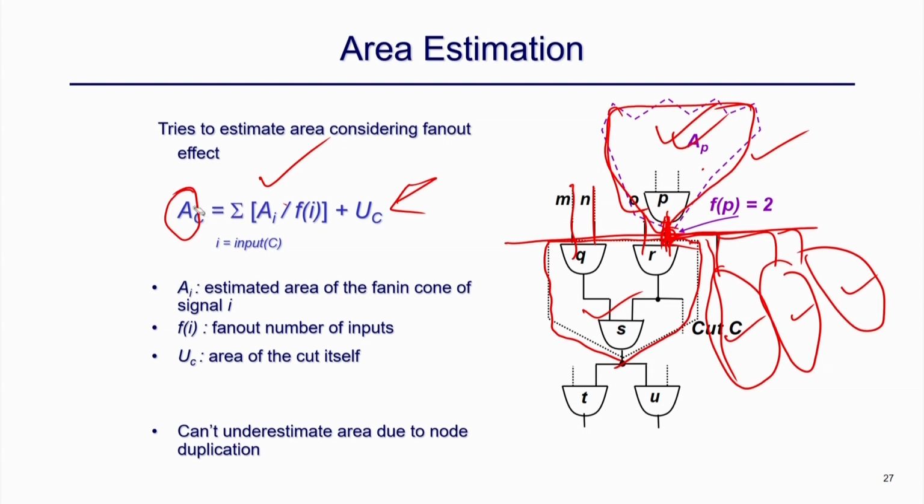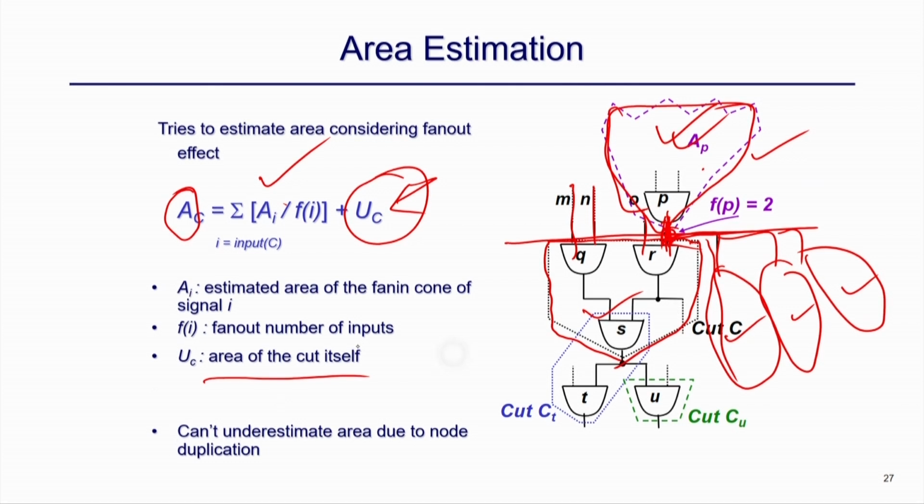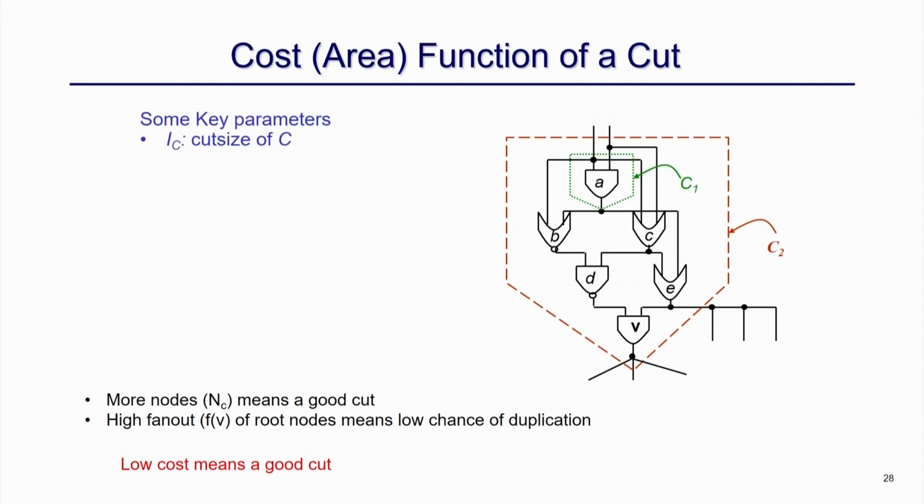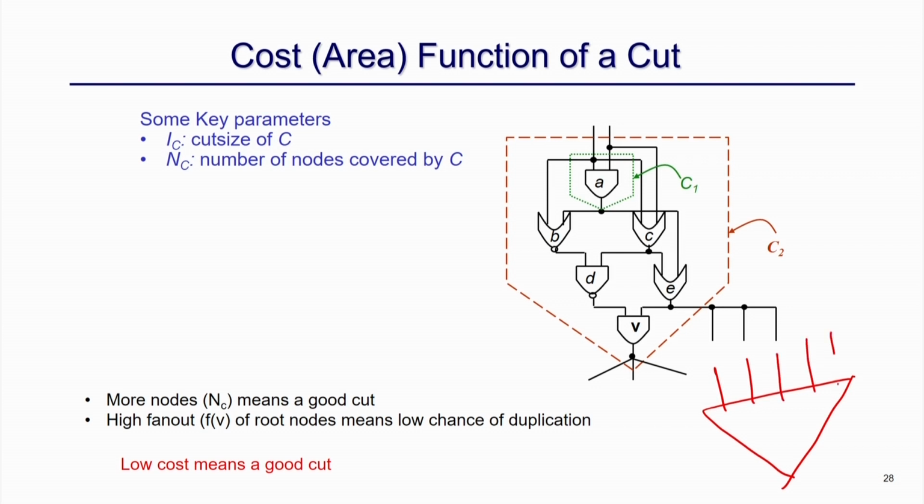Okay. Then we will talk about the cost of the cut itself. That I am going to discuss first. Suppose this is my cut. The key parameter is the cut size, IC. Cut size is the number of inputs, so if I select a cut like this, this is the cut size IC, the number of inputs. Then NC is the number of nodes inside the cut.